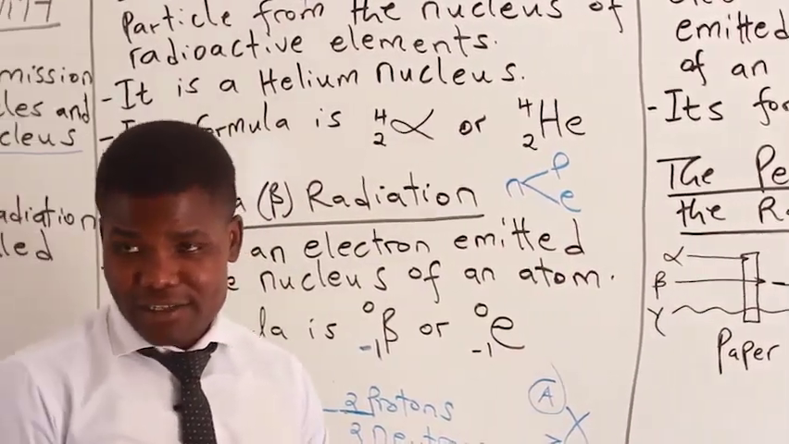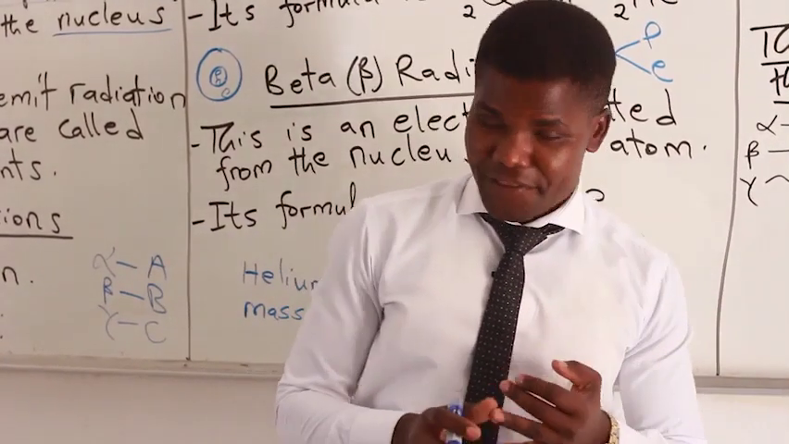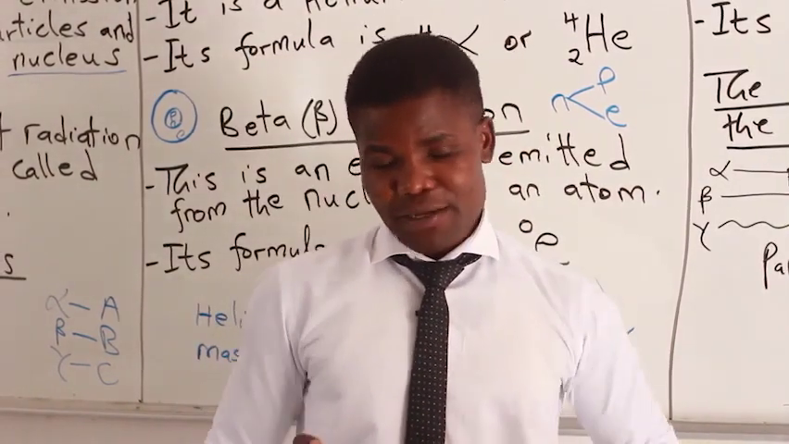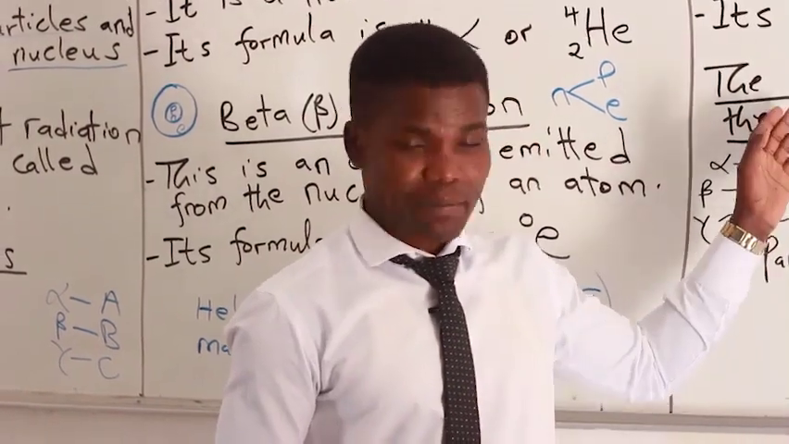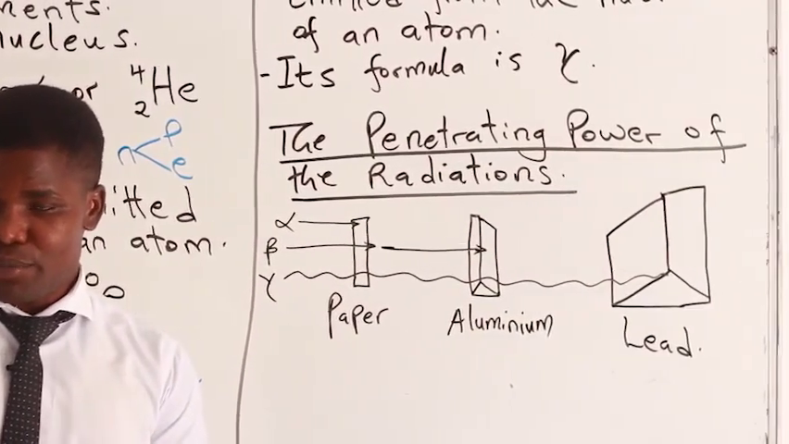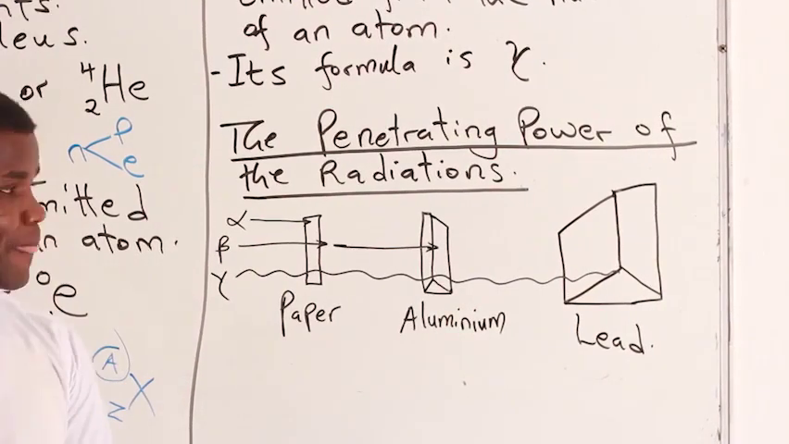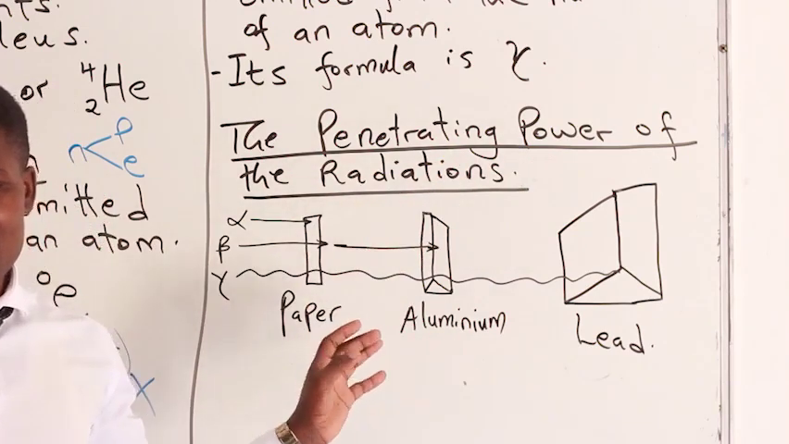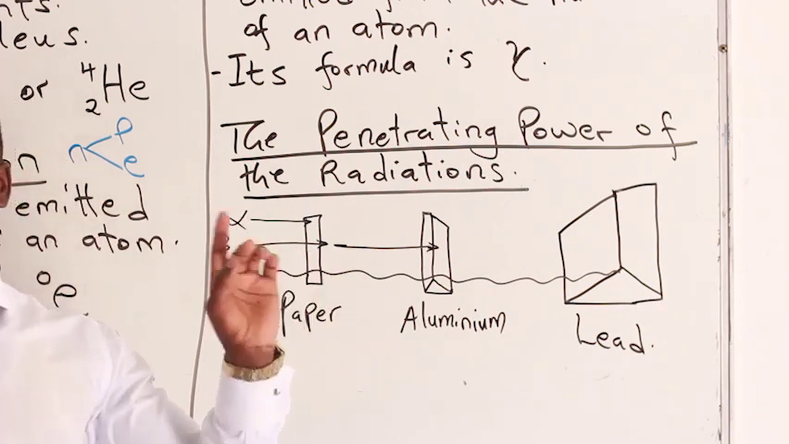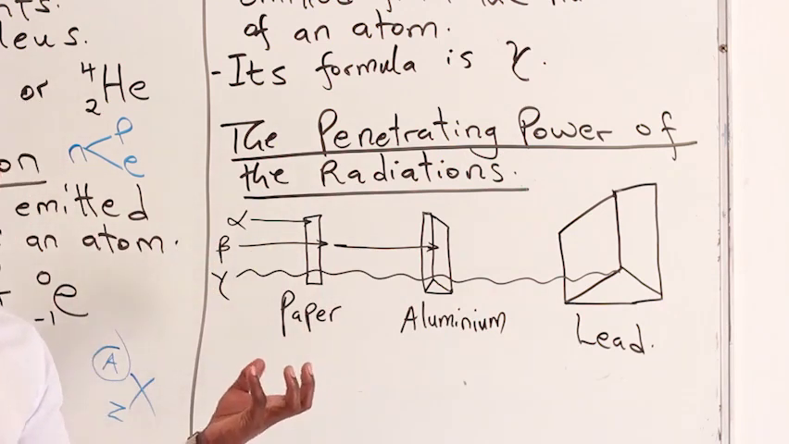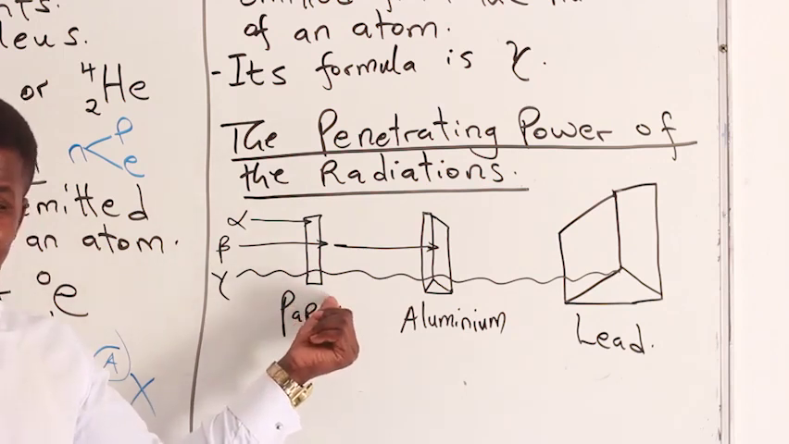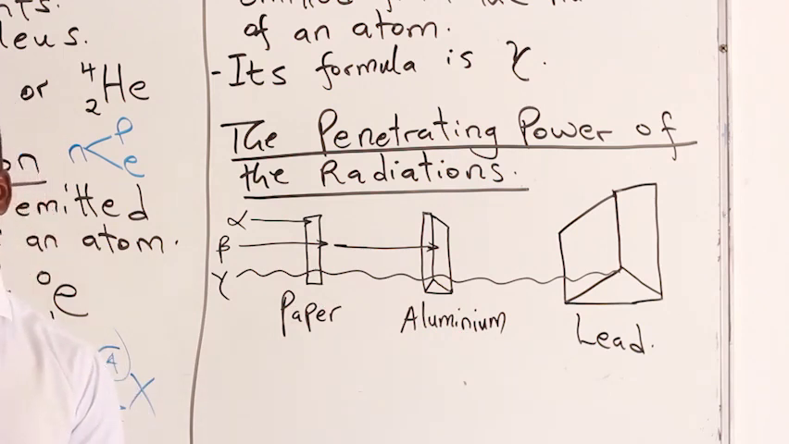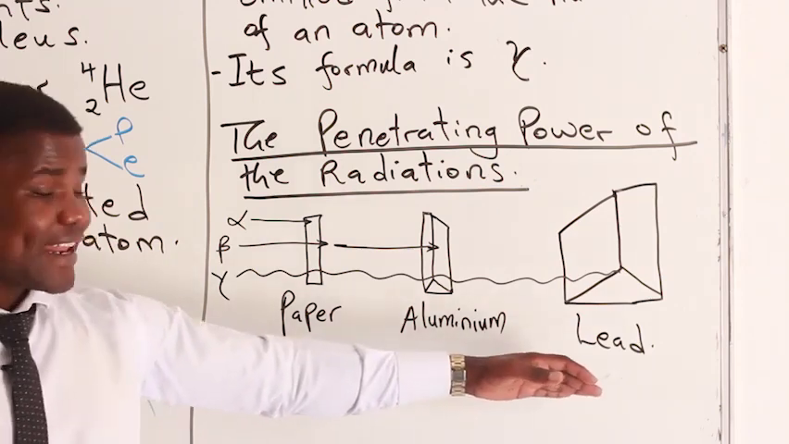All these things have got characteristics. The alpha, the beta, and the gamma, they have got characteristics. And one characteristic that is very important in this class today is the penetrability of these particular radiations or particles on certain objects. That is why we come here to the penetrating power of the radiation. The radiations here are alpha, beta, and gamma. We are going to take three materials. We have got a piece of paper. We have got an aluminium. It can be an aluminium block or a piece of wood. And then you have got lead.